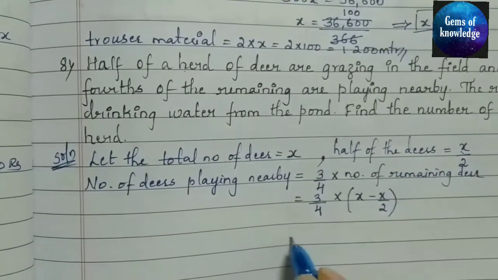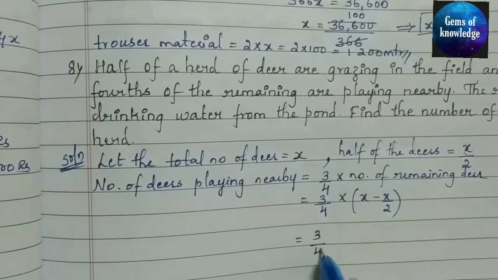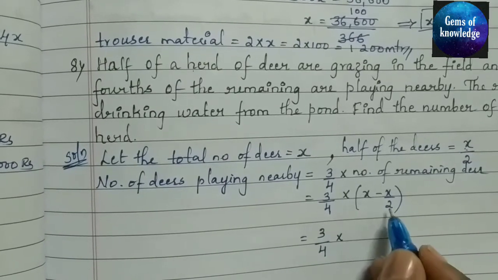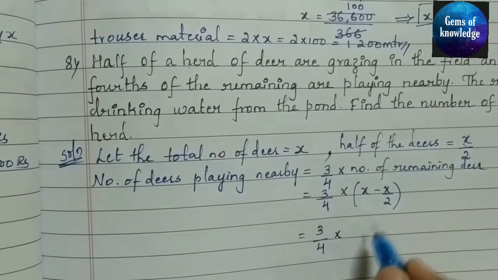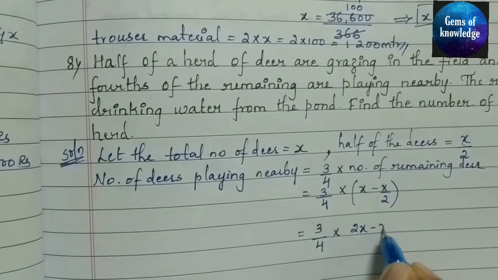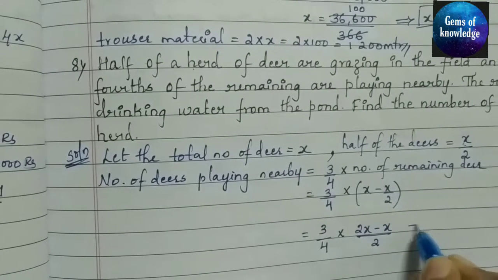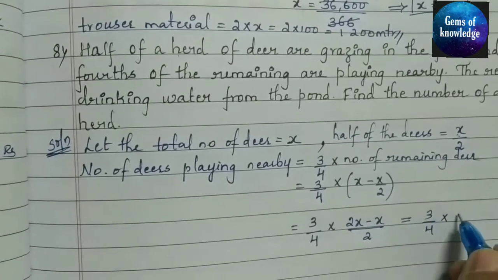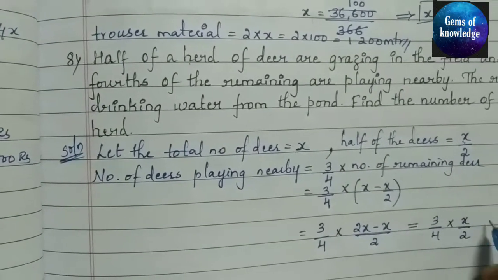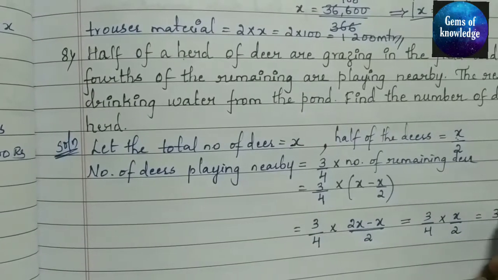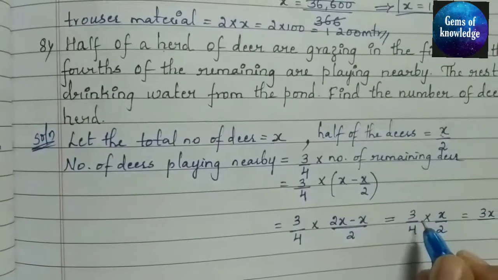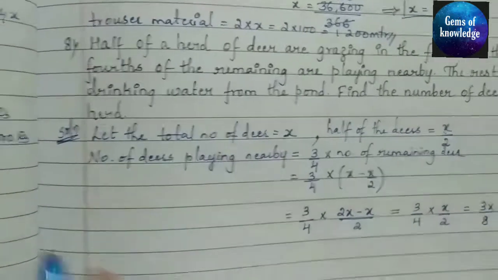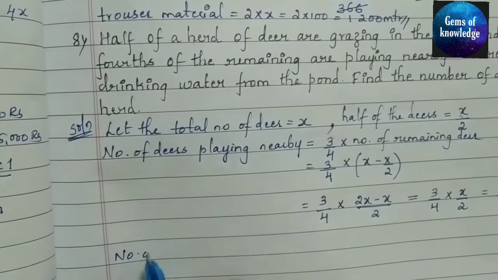Next, we can write this as 3/4 into x minus x by 2. Let us multiply here, 2 into x, so 2x minus x divided by 2. So here we will get 3 by 4 into 2x minus x, which is x by 2. When we multiply this, we get 3x divided by 8, since 4 times 2 is 8.